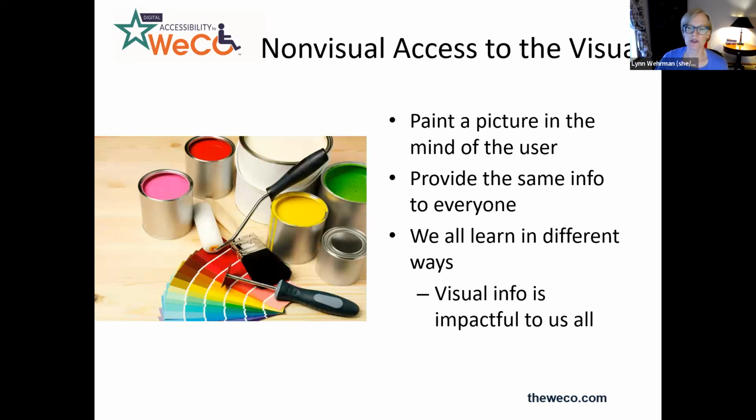That said, one way to look at alt text is like it's painting a picture in someone's mind. It's also a way we can see to it that everyone receives the same information regardless of their disability or lack of disability. As we approach alt text, it's crucial to keep in mind that all human beings learn in different ways. And regardless of if we are able to use our eyes fully or in part, visual information is impactful for us all. This slide shows open paint tins, brushes, and color swatches representing brilliant colors. And in case you didn't realize, I'm writing alt text right in front of you by reading these descriptions out loud.